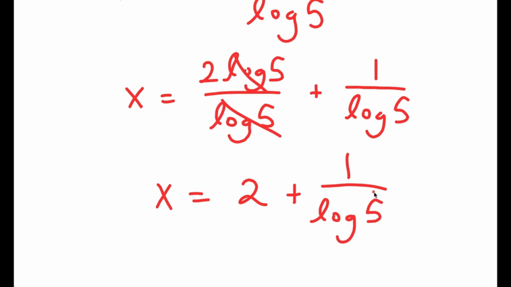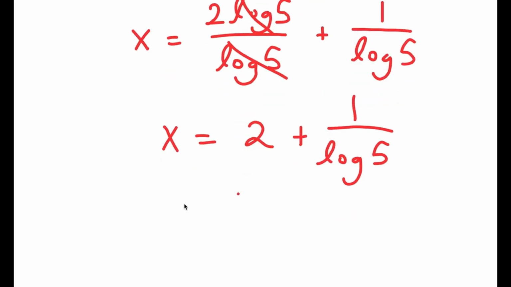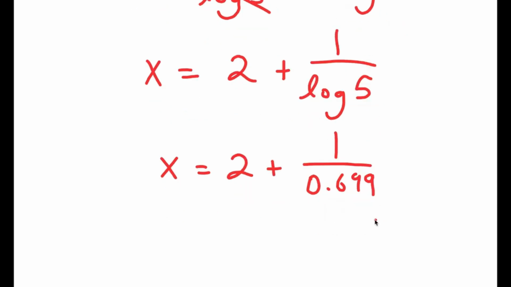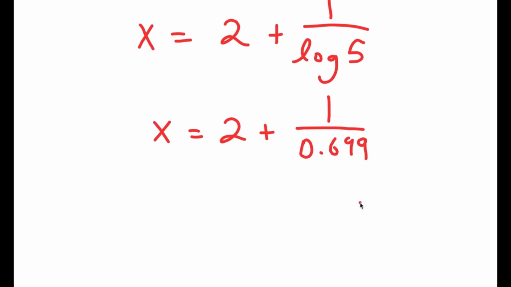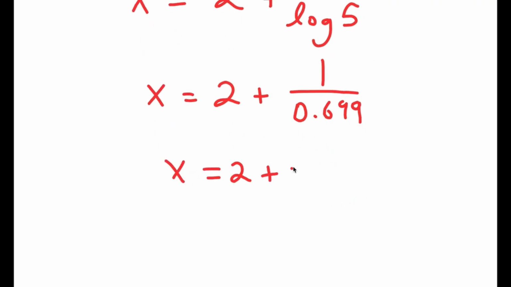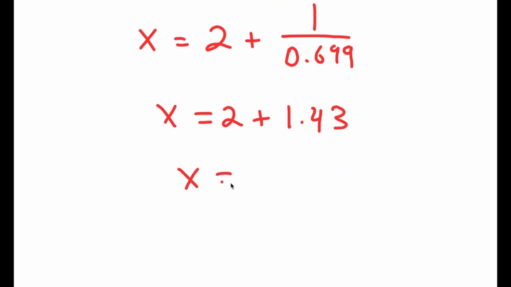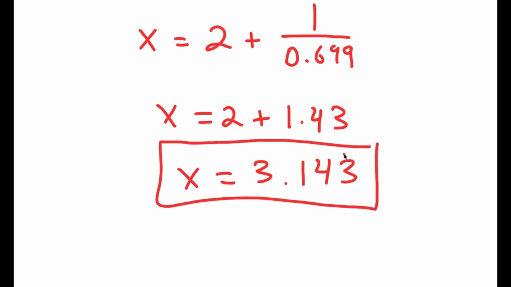And log 5 is equal to 0.699, meaning 1 divided by log of 5 is going to equal 1.43. So 2 plus 1.43 is 3.143. So I get x is equal to 3.143. And this is my answer to this problem.